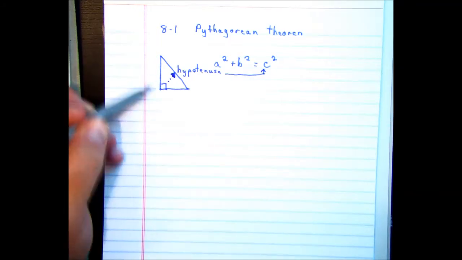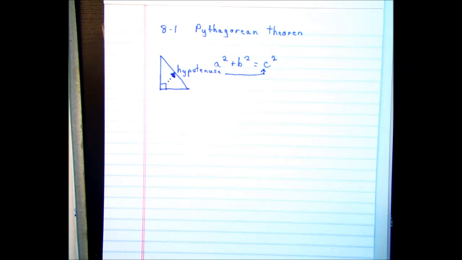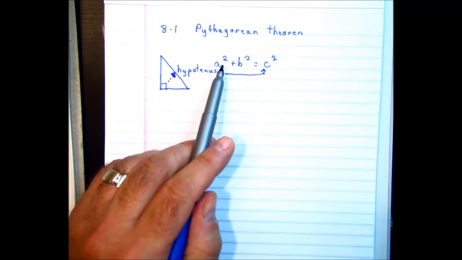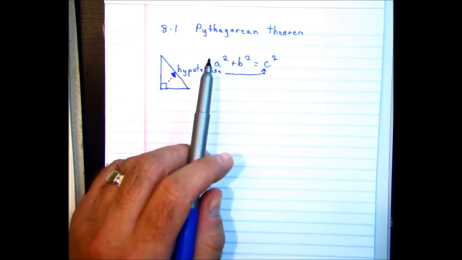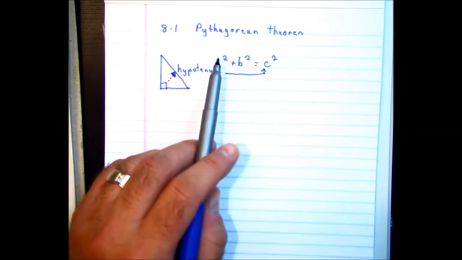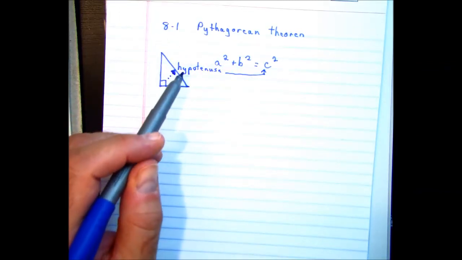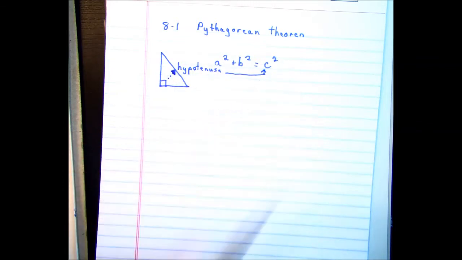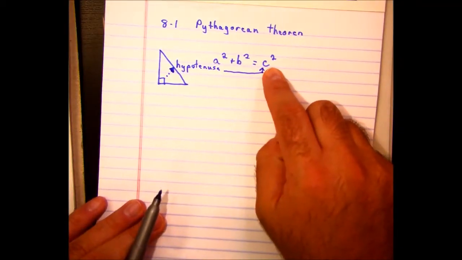It does not matter which one of these you call A or B. It will make no difference in the problem. Some of you are like, wait a minute, why? Well, that's because adding A squared and B squared is the same as adding B squared and A squared. The order in which you add doesn't matter, so the order in which you name A and B does not matter. It is important, though, that C is by itself in this equation. In a right triangle, this will always happen.